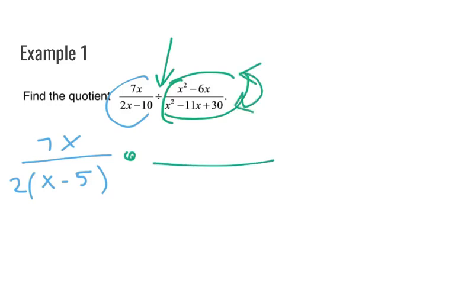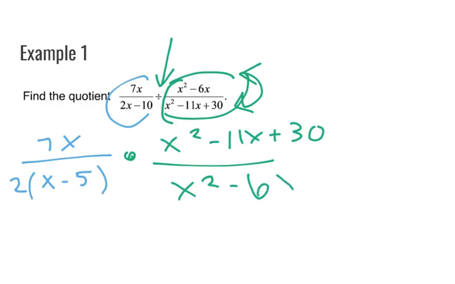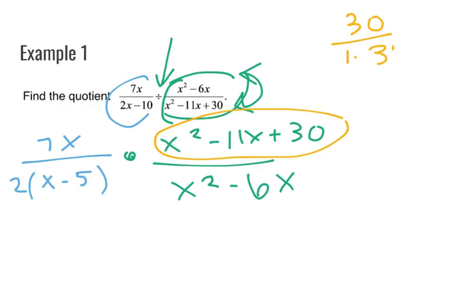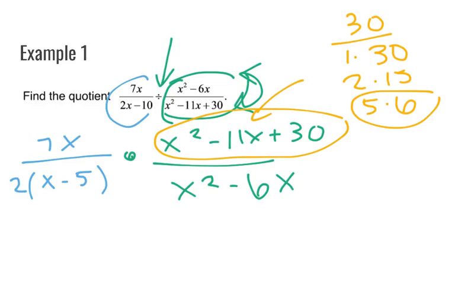So I'm going to flip-flop this fraction. Before I even factor, let me just show you what that looks like, flip-flopping that fraction. Okay, so now let's factor the top, what I have circled in yellow. Factors of 30 are 1 times 30, 2 times 15, and 5 times 6. Which of those will add to get me to negative 11? Well, that would be 5 and 6 if they're both negative. So now let me erase that and write the factored version of it: x minus 6 and x minus 5.